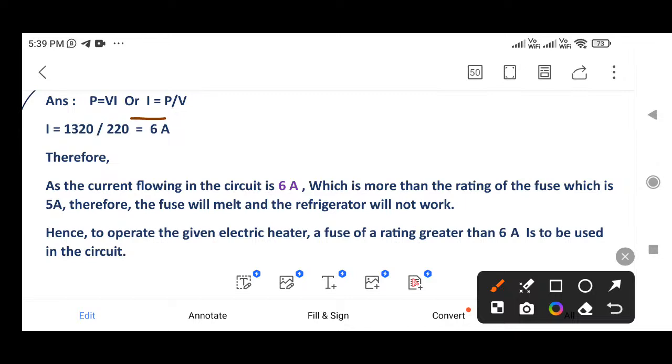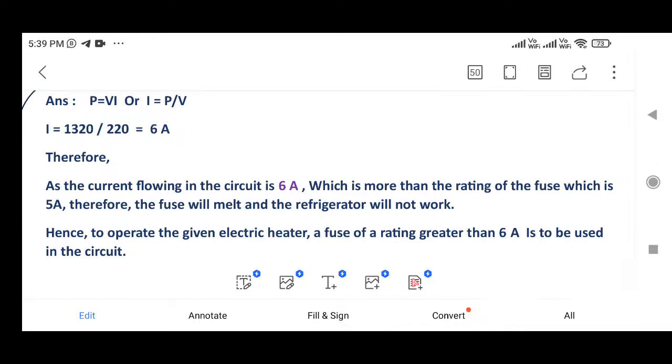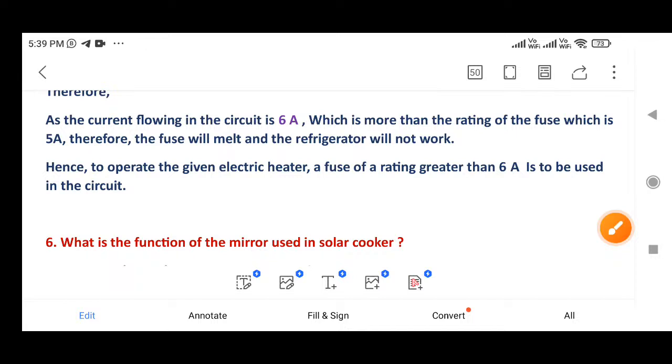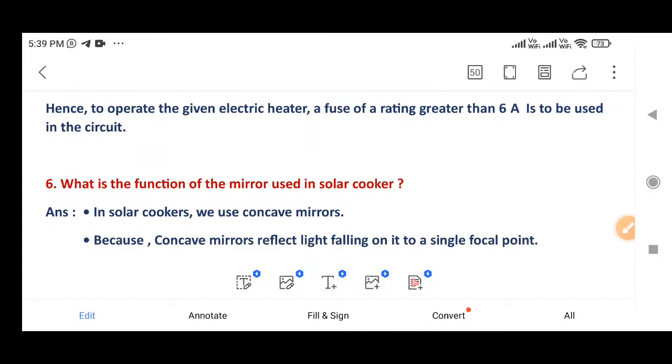Then I is equal to P by V. So I is equal to P 1320 by V 220 volt. Then we get the answer 6 ampere. But how much is given in the question as the capacity of the fuse? 5 ampere. Therefore, as the current flowing in the circuit is 6 ampere, which is more than the rating of the fuse, which is 5 ampere, the fuse will melt and the refrigerator will not work, the fuse melts down and breaks the circuit. Hence, to operate the given electric heater, a fuse of rating greater than 6 ampere is to be used in the circuit. That's the right answer.